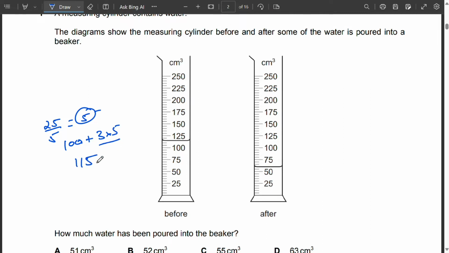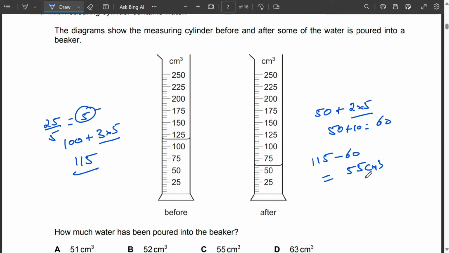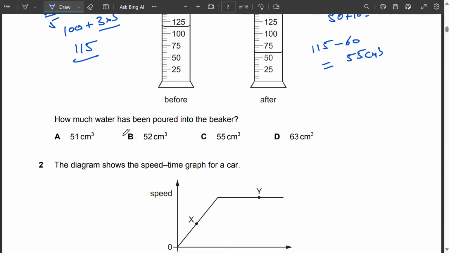So this is 115. And when the water has been poured, how many divisions are there? 1, 2. So this is 50 plus 2 into 5, which is 10. 50 plus 10, that is 60. Now the difference between these two, 115 minus 60, is 55 centimeter cube. So the answer for how much water has been poured into the beaker is C.